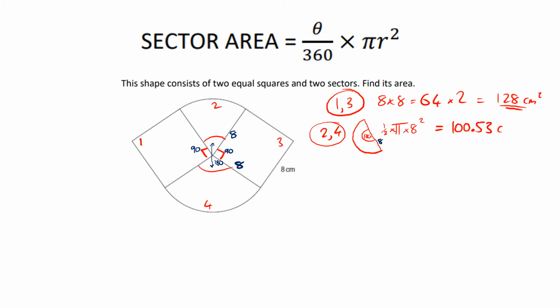100.53 centimeters squared. And so all we've got to do for the total area is add those two up: 228.53 centimeters squared. But yeah, quite a fiddly little question, that one. Big fan of it. Okay, anyway, let's actually look at arcs then.